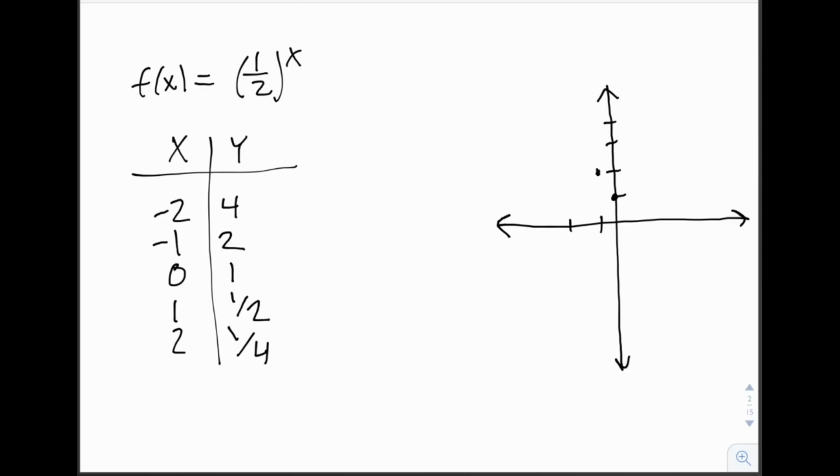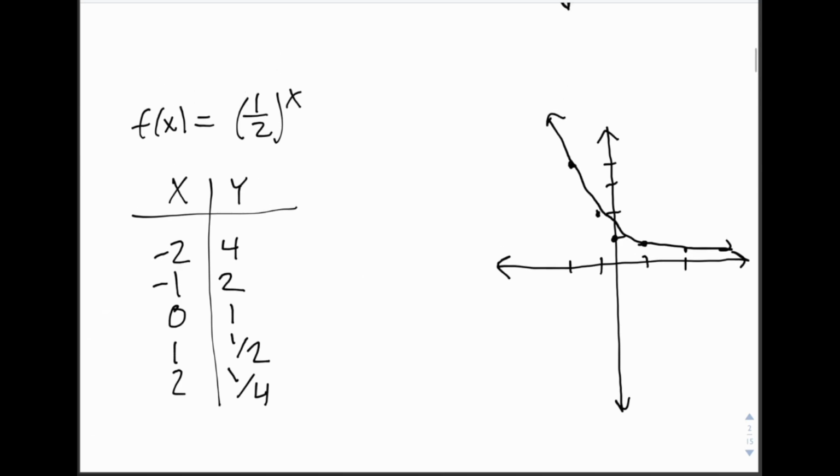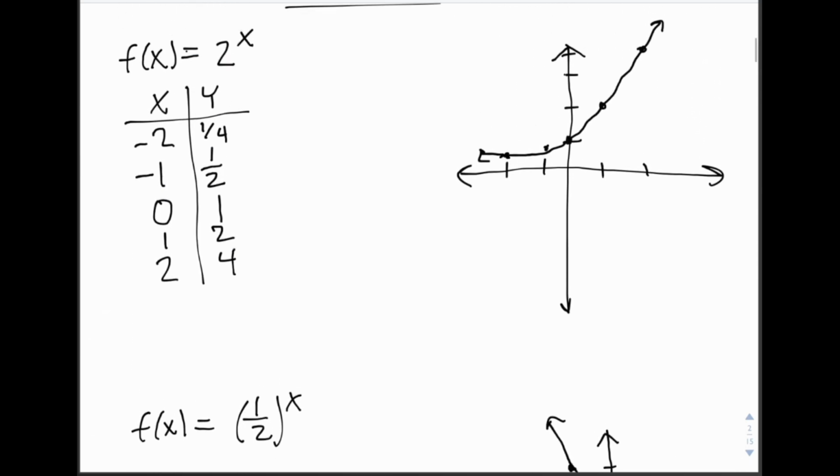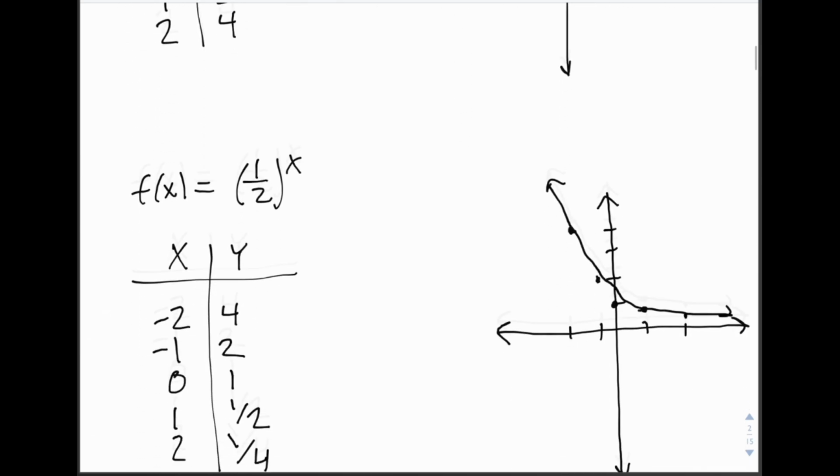So again, we have a point over here on our left-hand side. Then we have a point at 1, 1/2. And our last point here is going to be 2, 1/4. So connecting our lines here, we should get some sort of graph that looks like this. So again, this looks very similar to the graph above. It was just reflected over our y-axis here.